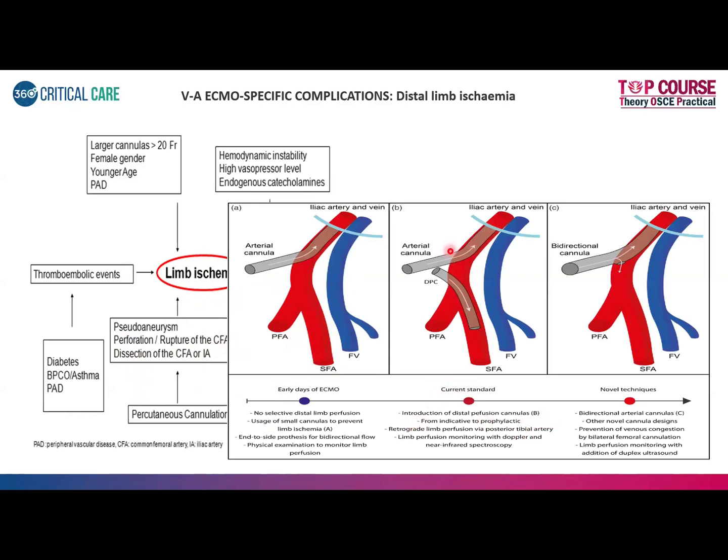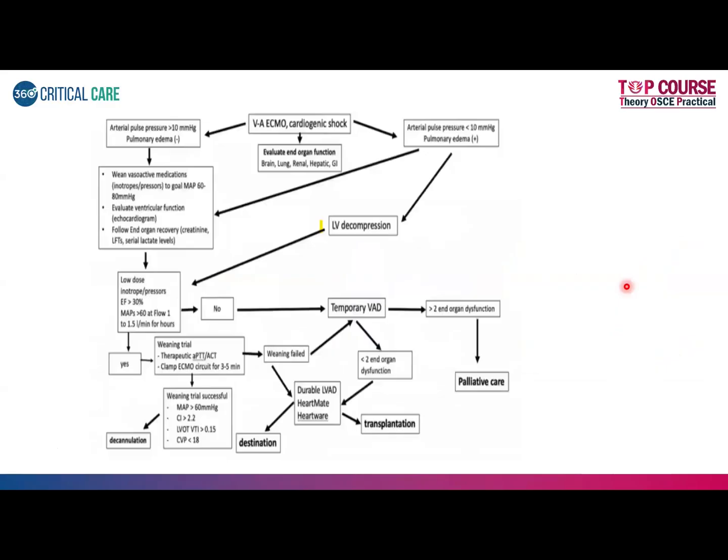So basically we have the cannula which is going into the artery. It is connected to a distal perfusion cannula which can be connected to the superficial femoral artery, or sometimes even the profunda femoris artery. So this can be connected, and then you go for monitoring of the limb perfusion with Doppler and near infrared spectroscopy. Bidirectional cannulas can also be used, and there are other novel cannulas which have been designed which can prevent this complication. But limb perfusion monitoring with duplex monitoring is very important in such cases.